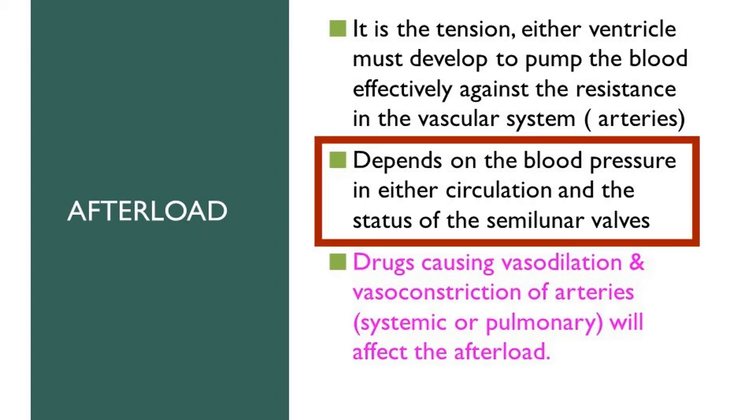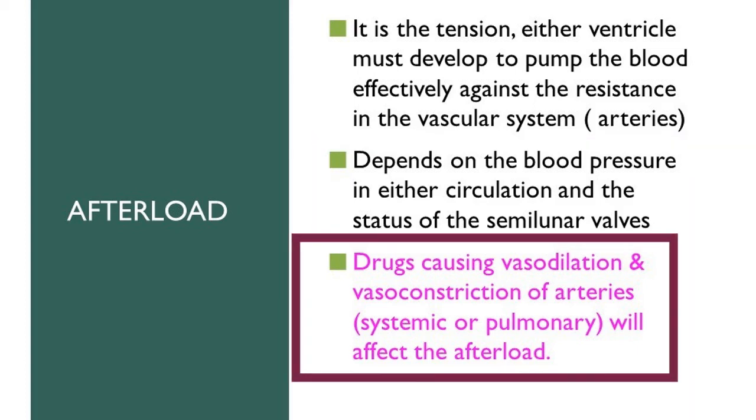Now, afterload depends on the blood pressure in either circulation. So, when I say either circulation, it means pulmonary circulation for the right ventricle and systemic circulation for the left ventricle. Afterload also depends on the status of the semilunar valves, which is the pulmonary valve in case of the right ventricle and the aortic valve in case of the left ventricle.